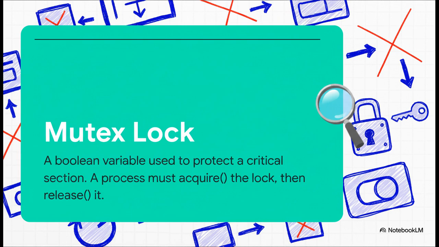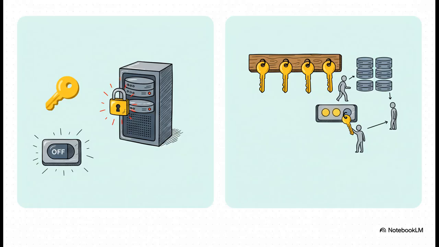Before you enter a critical section, you have to acquire the lock. If someone else has it, you wait. When you're done, you release the lock, and you hang the key back on the hook for the next person. So a mutex is perfect when you have exactly one thing to protect. But what if you have, say, a pool of 4 connections to a database? For that, you use a counting semaphore.